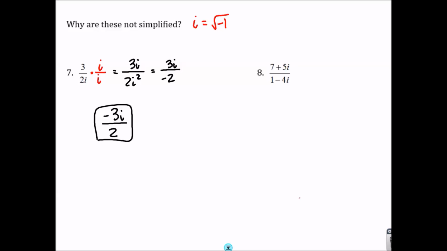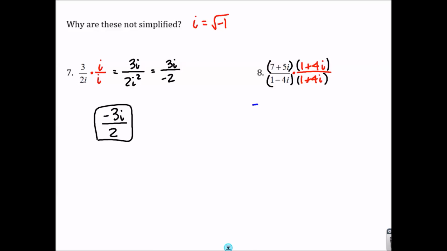For this next example, we have a binomial in the denominator. We have 1 minus 4i. The conjugate is 1 plus 4i. So we need to multiply by 1 plus 4i on both the numerator and denominator. And in this situation, we need to double distribute in both the numerator and denominator.